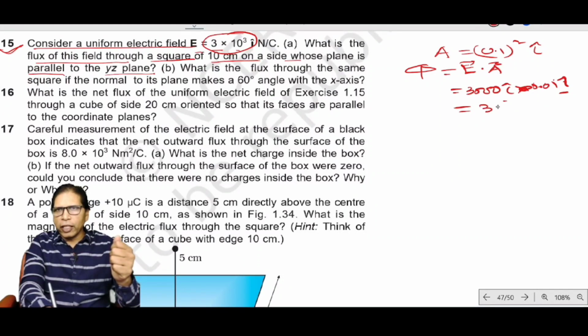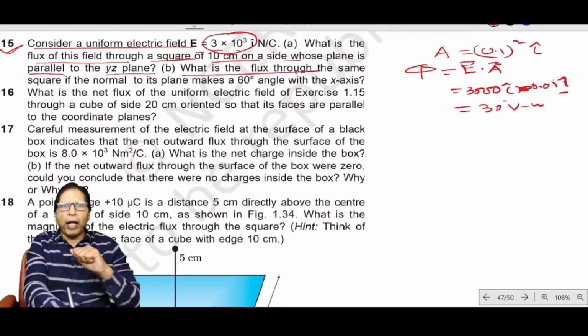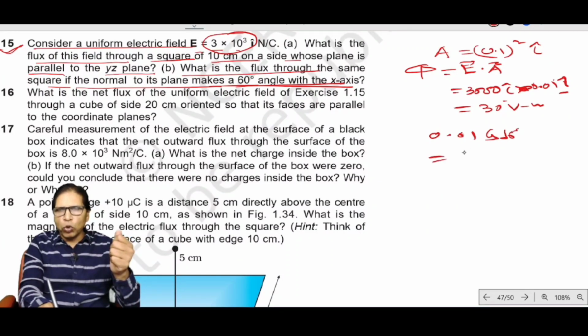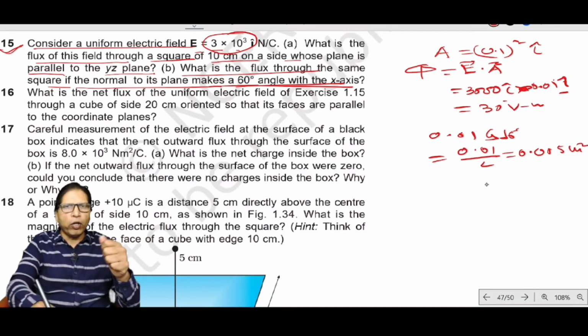So look at this, this is the 30 V·m flux. What is the flux through the same square if the normal to the plane makes an angle of 60 degrees with the x-axis? If the normal to the plane makes an angle of 60 degrees, then the area vector becomes 0.01 into cos 60 degrees, which is 0.01 by 2, so 0.005 meter square. No problem.